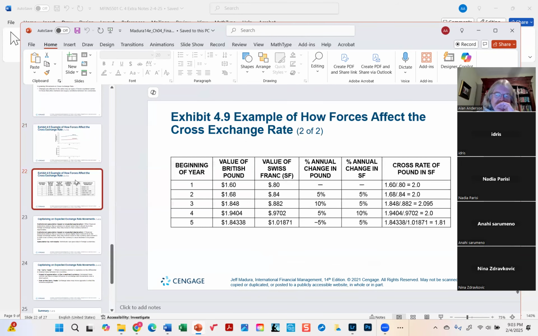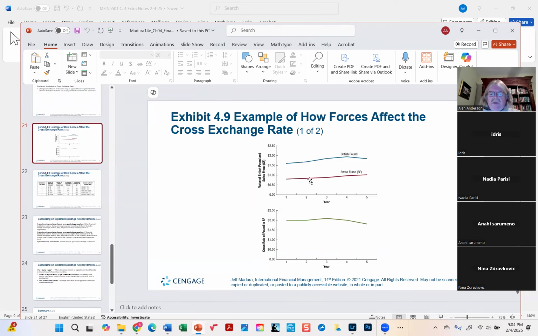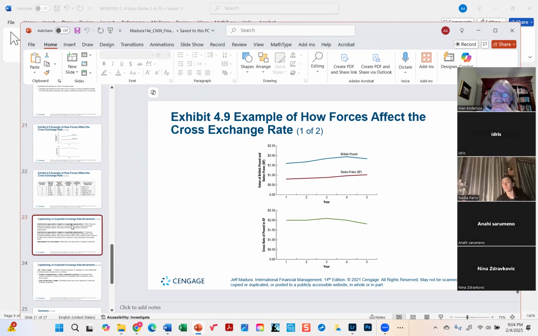So yeah, here they're showing numerically how they obtain these results. But the bottom line is they're just taking these numbers, calculating the exchange rate between them, and they come up with this green curve. So again, it stands to reason that as we see changes in the dollar, of course, it's going to affect cross exchange rates as well.